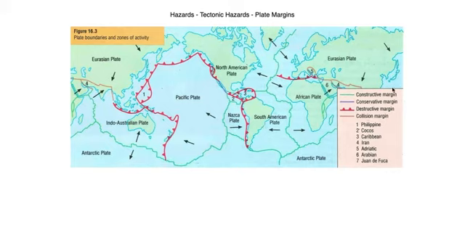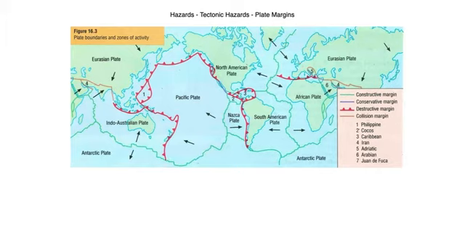You've also got this key here which shows the different plate margins, and we also have these arrows all over the map, and these arrows show the direction in which the plates are moving. So for example here they're moving apart from each other, so the Eurasian plate is moving apart from the North American plate. So what actually is a plate?